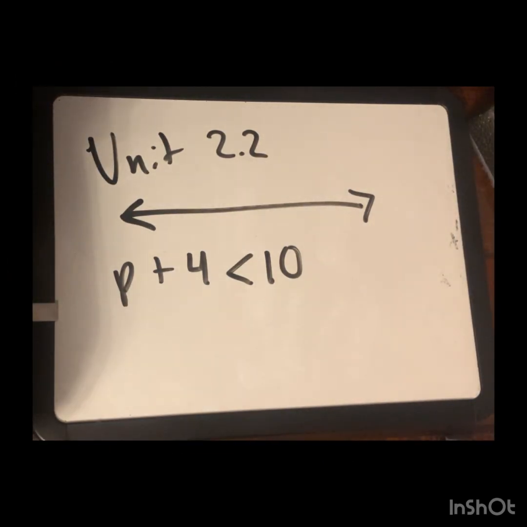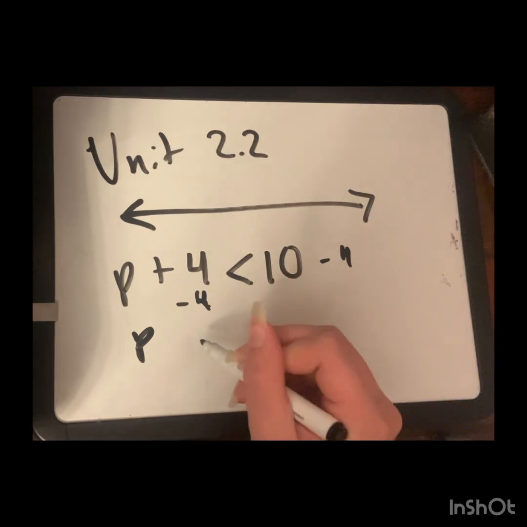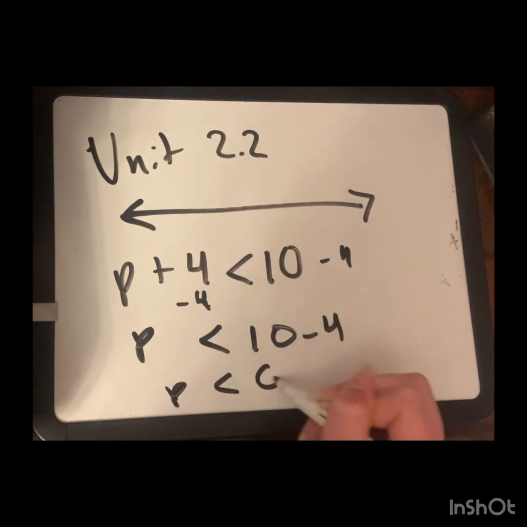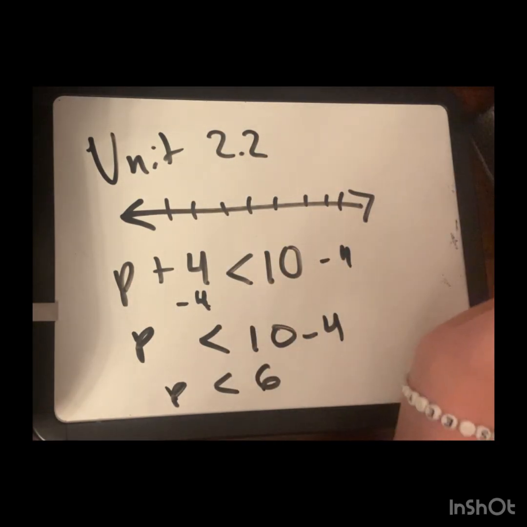Unit 2.2, let's get to it. So it's solving inequalities using addition and subtraction. Guys, for this video, you just have to know how to do inverse operations. So minus 4 here, and then minus 4 here. And then as long as you do that, 10 minus 4 is going to be 6. This is very easy, and I'm going to put a lot of test questions, and I'm going to answer them for you as well. I'll put the answers there.